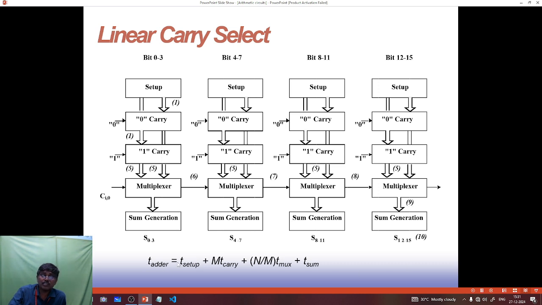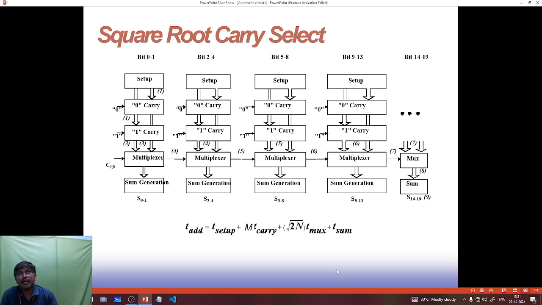So T adder is equal to T setup time plus n carry times T carry plus T mux plus T sum. So next, square root carry select adder.